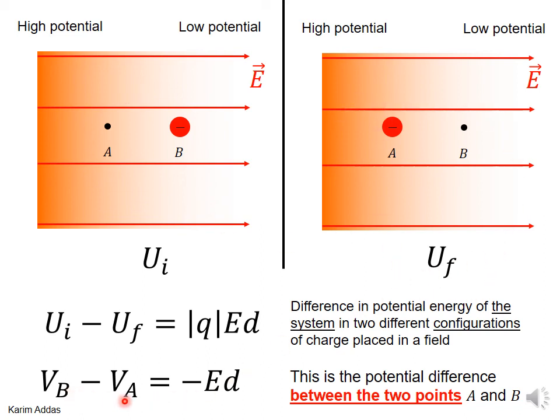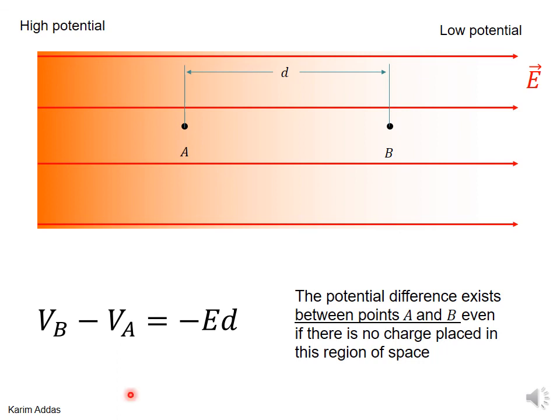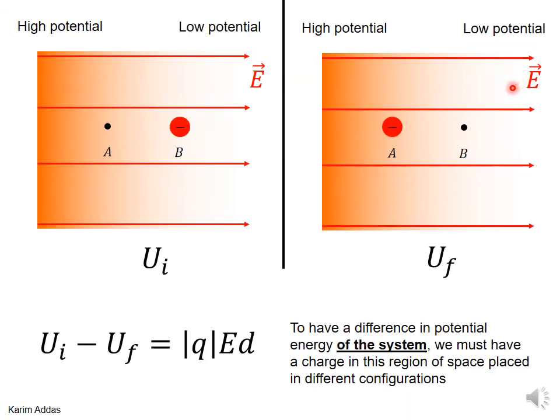And the potential difference between the 2 points in space doesn't depend on the charge that you've put in that region. So the potential difference between the 2 points in space depends only on the electric field that exists in this region. But if you talk about potential energy difference or difference in potential energy between two different configurations, this depends on the charge that you have in the region.